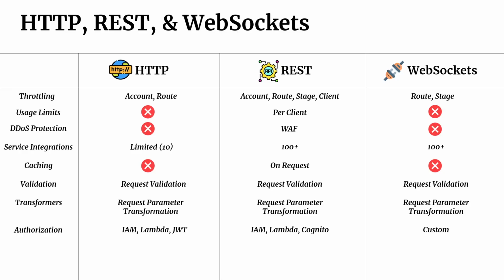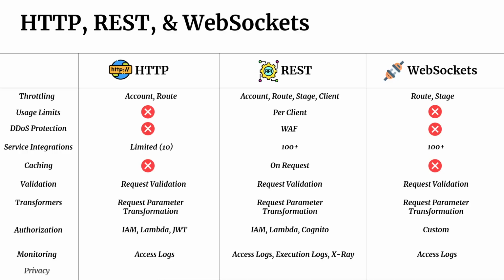And going to the last couple here. In terms of monitoring, HTTP supports only access logs, which are basic, just metadata about your requests. Same for WebSockets, whereas REST gives you additional context. They give you execution logs, which give you all the details about your API. And you also have access to X-Ray, which is more granular scoping for your API invocations to see exactly where time is being spent calling your different dependencies.